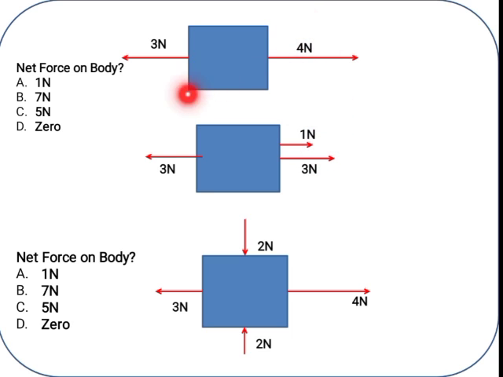Okay. So I just redrew the same diagram here. I split this 4 Newton in this way, 3 Newton and 1 Newton. So 3 Newton gets cancelled. What is the answer? 1 Newton. Okay, so the answer is A, 1 Newton.